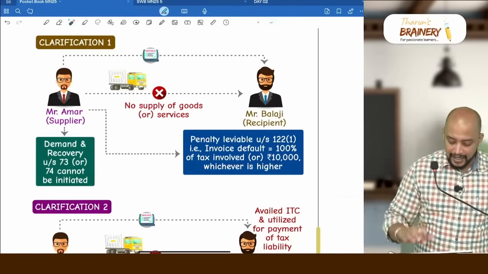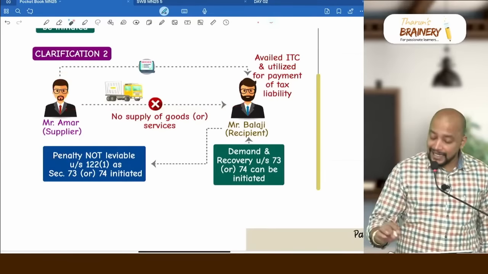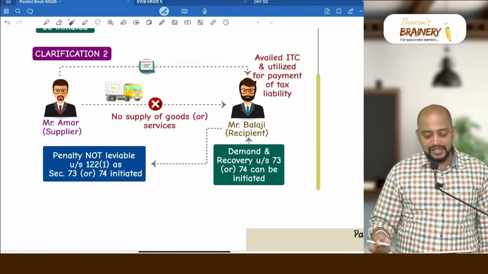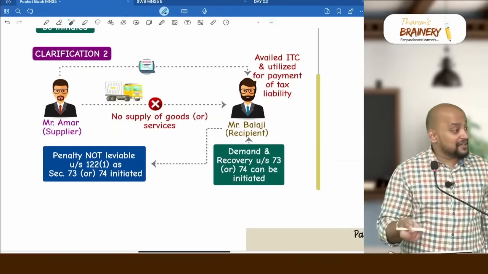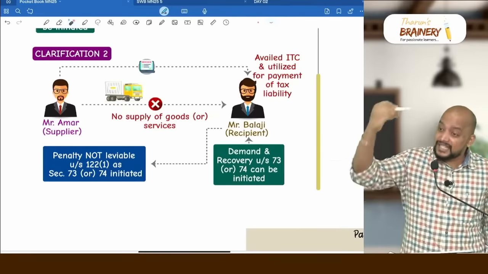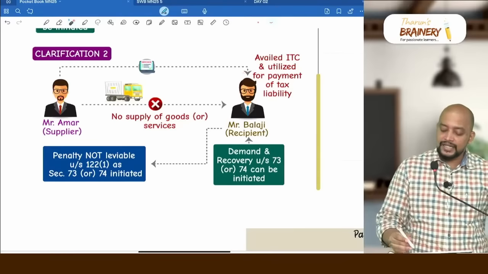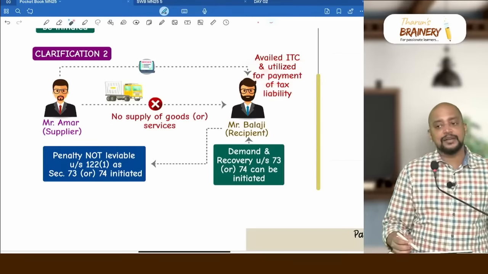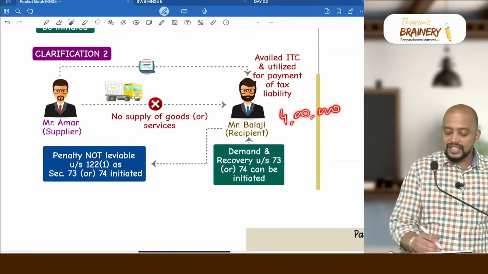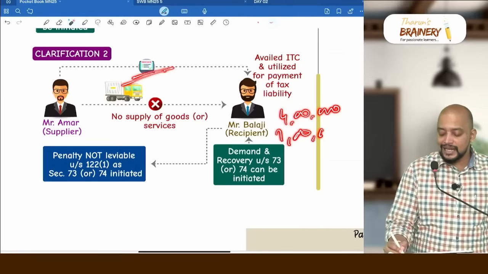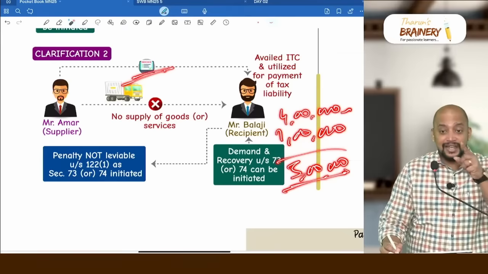Understood? Then second clarification, Mr. Amar is not making any supply, but just raised the invoice on Mr. Balaji. What he did, against this invoice, whatever ITC is there, GST paid, he availed as ITC and utilized for payment of his tax liability. Say, for example, he has a tax liability of 4 lakhs, and out of this invoice he adjusted fake ITC of 1 lakh. So he would have paid only 3 lakhs instead of 4 lakhs. Means there is a short payment.